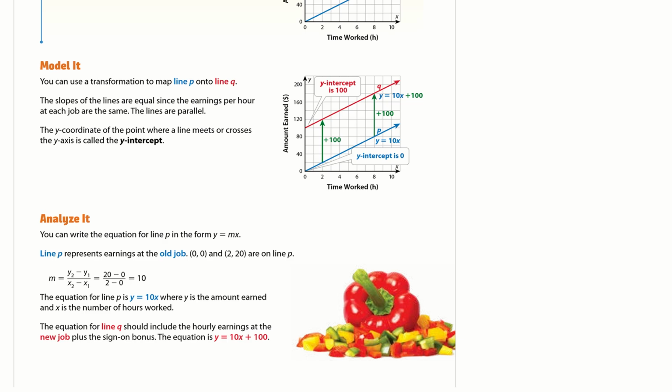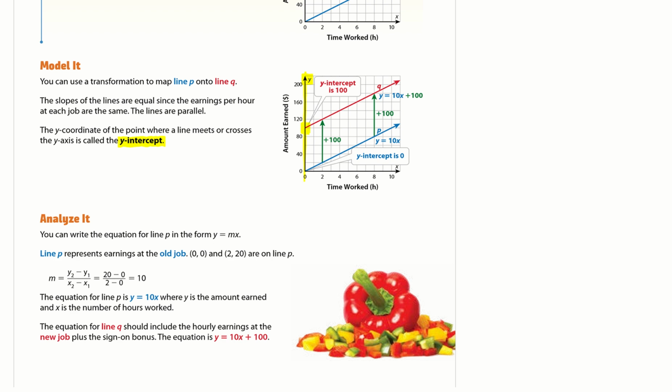Okay, this is a really important concept. The y-intercept is the y-coordinate where a line meets or passes through the y-axis. So that would be right here on line Q. You can see that's where it hits the y-axis. And reminder, here's your y-axis, right? It's this whole line. Okay, so that is a big idea here.